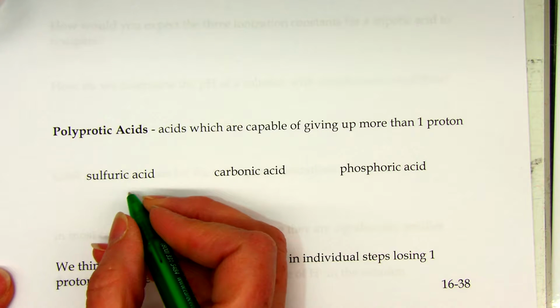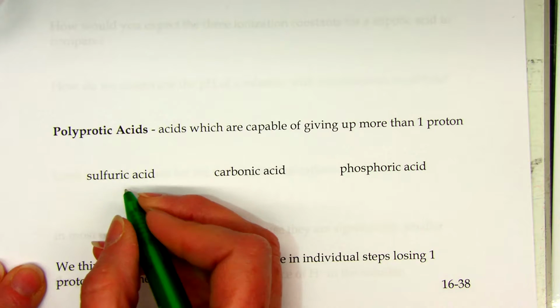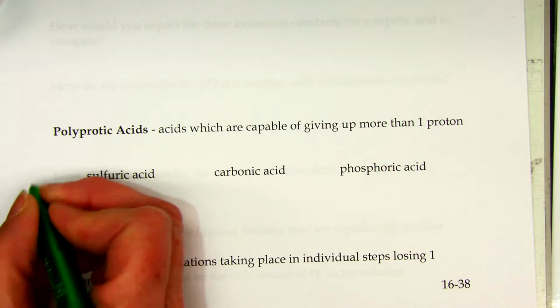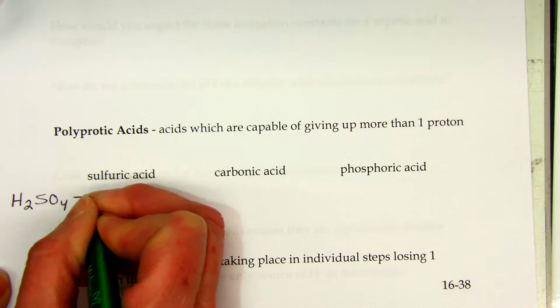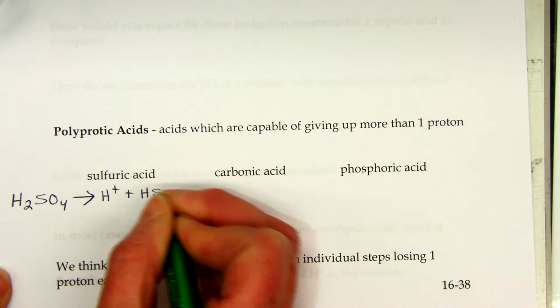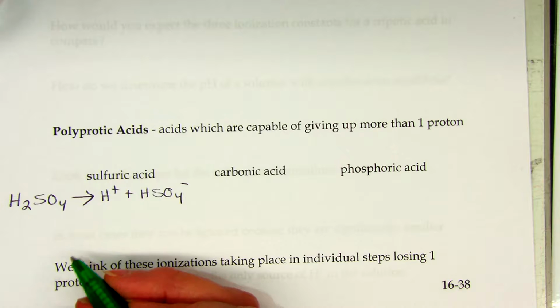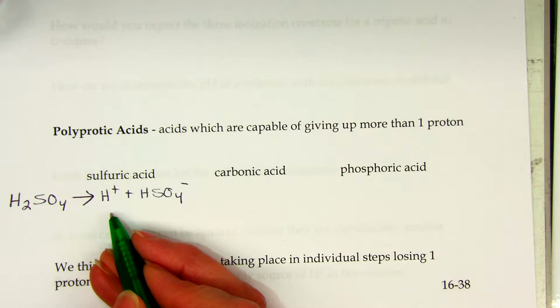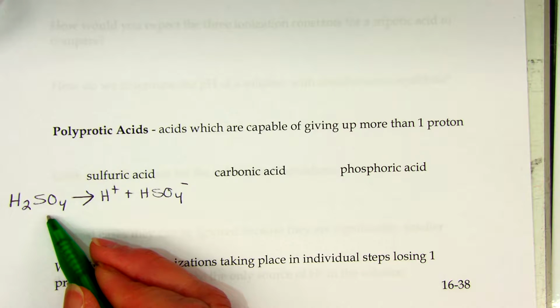So sulfuric acid we'll look at first because it's sort of an interesting anomaly. Sulfuric acid is a strong acid. So sulfuric acid, H2SO4, breaks apart completely to give us a proton plus a hydrogen sulfate ion. It's only the first ionization that is a strong ionization. So if we have a beaker full of sulfuric acid, we know the hydrogen concentration from the first ionization.